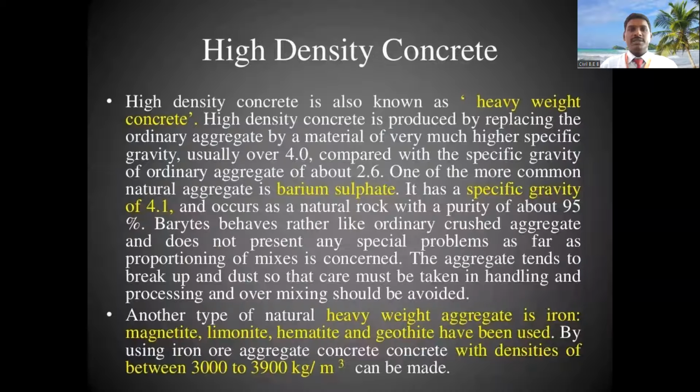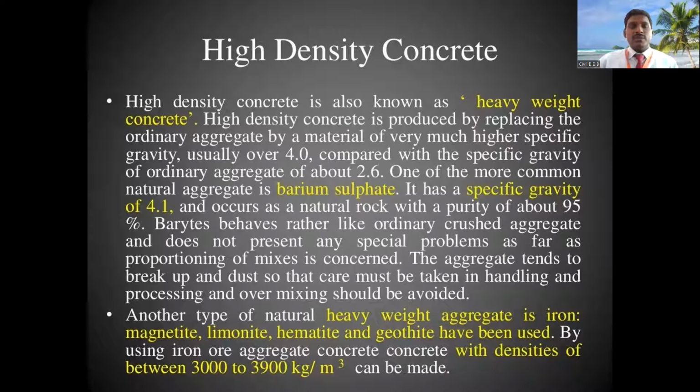So if you see here in the image, the next type of concrete is the high density concrete, which we have seen in the last lecture. Lightweight concrete we have seen. So the next type of concrete is the high density concrete. We can call it high density concrete or heavy weight concrete also. This high density concrete is produced by replacing the ordinary aggregate with material of very high specific gravity. Generally the specific gravity of normal aggregate ranges from 2.6 to 2.9.